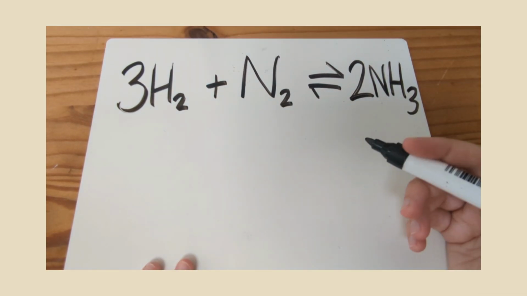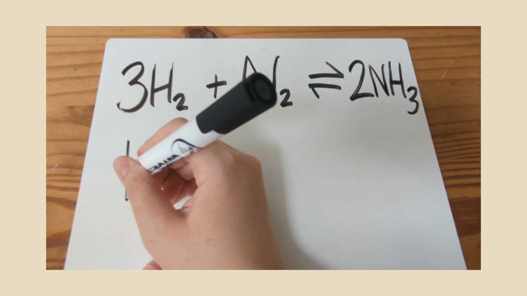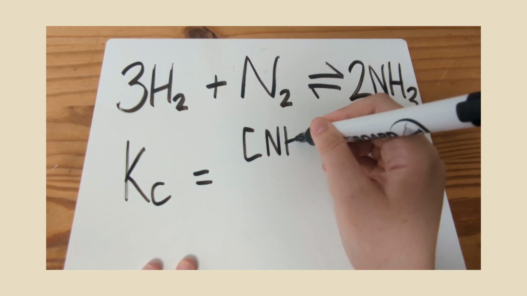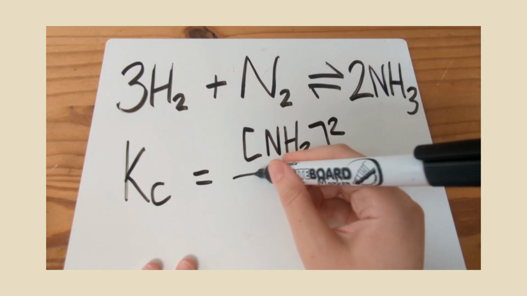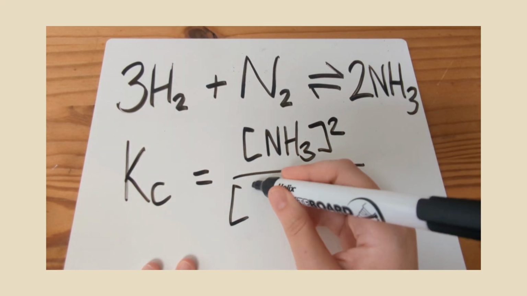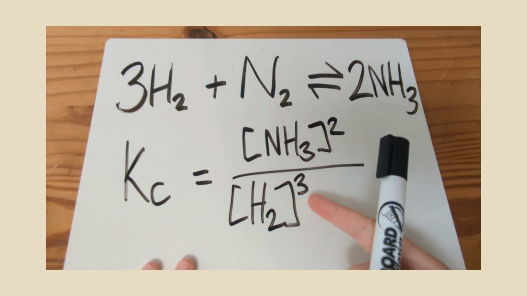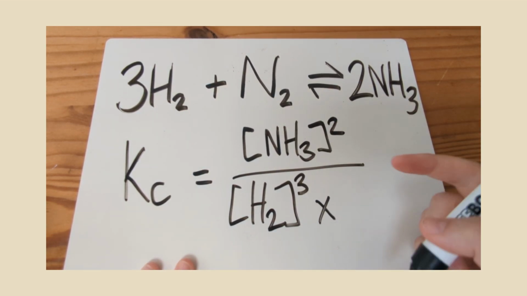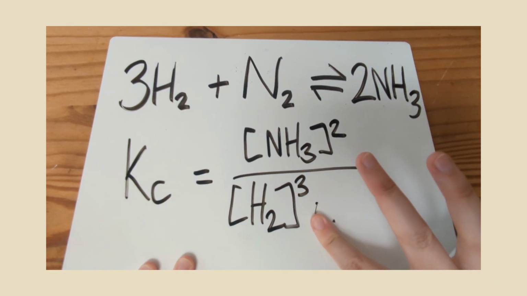If we look at this equation for the Haber process, we could write the Kc expression for this reaction like this. So Kc is equal to the concentrations of the products raised to the power of their number of moles over the concentrations of reactants raised to their power of the number of moles. And if there's more than one, we times them together, but we don't actually need to show the multiplication sign.